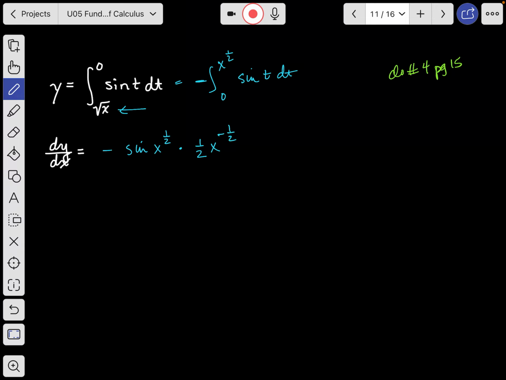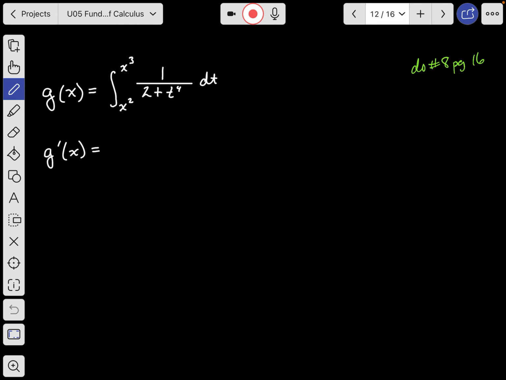Now I'm going to go ahead and clean this up just a little bit. Okay, so this is sine square root of x in my numerator. This with the negative exponent, I'm going to move to the denominator. I'm going to rewrite it like that. Oh, and don't forget your negative sign. All right, let's take a look at another one.